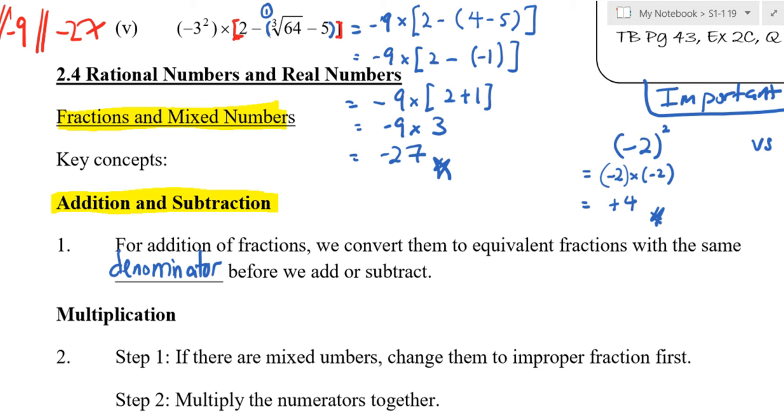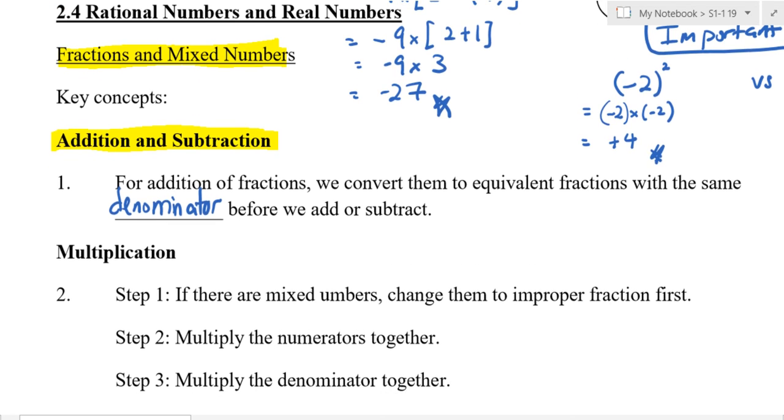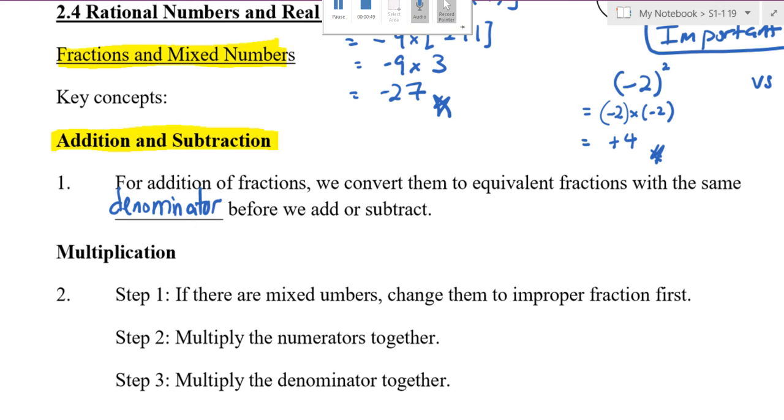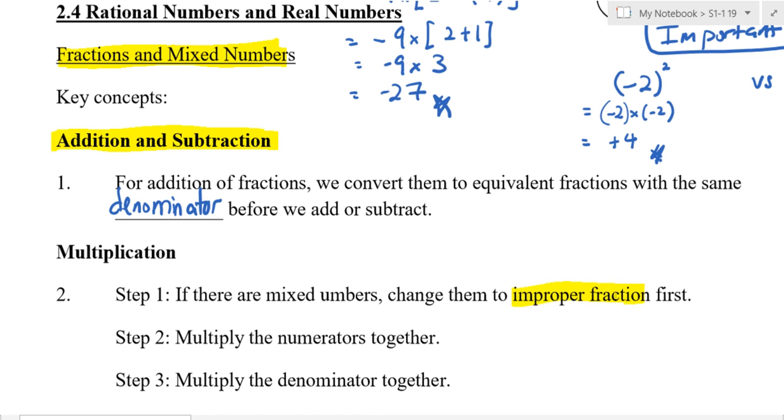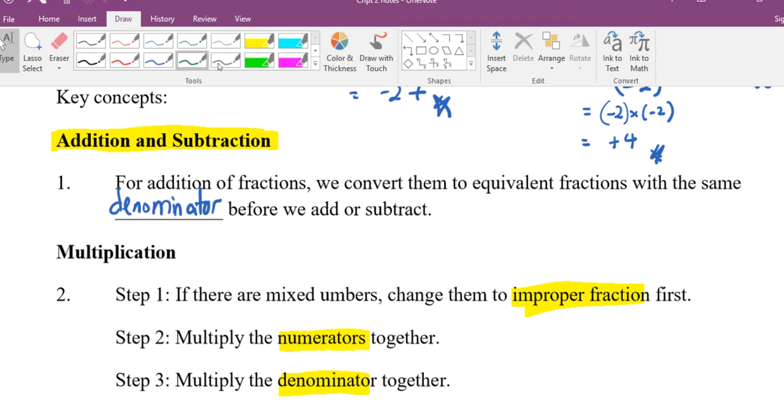Okay, so I want to add or subtract fractions. I got to make sure they are the same denominator. Now, if multiply, the idea is change the mixed number into an improper fraction first. Then multiply the numerators together, multiply the denominators together. Now, can you write one example at the side so it's very easy to understand?